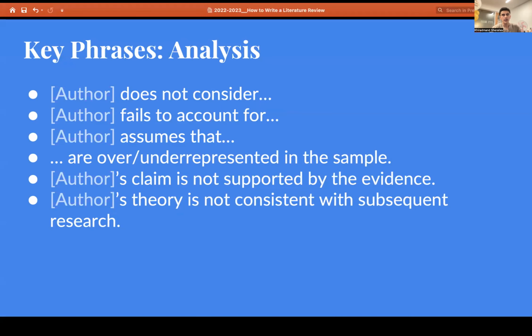And here are the key phrases that you can use. Author does not consider something, or the author fails to account for something. Author assumes that, and then you explain, or you will say something is over or underrepresented in the sample, or author's claim is not supported by the evidence, or author's theory is not consistent with subsequent research, right? So you evaluate the sources that you have found regarding your topic.